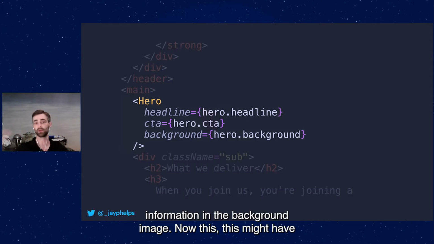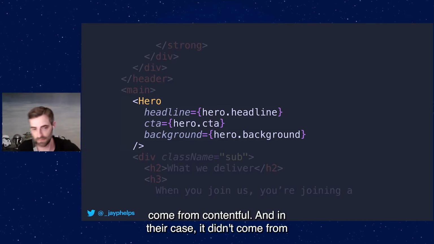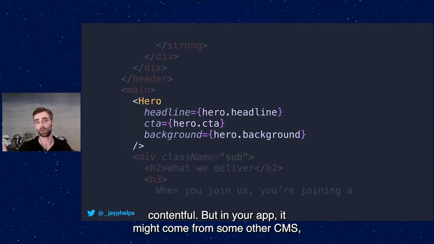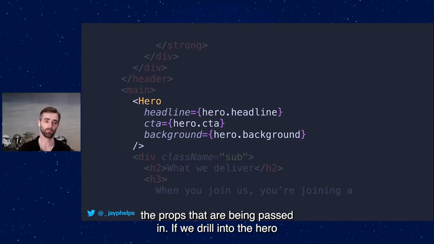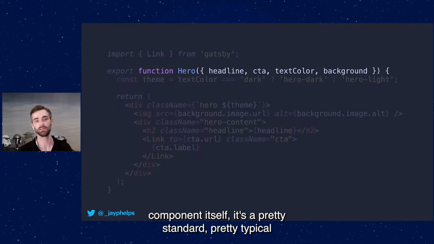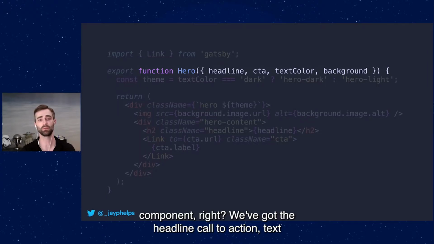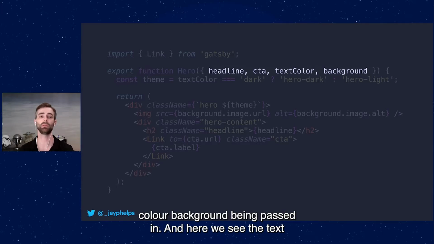Now, this might have come from Contentful. In their case, it did come from Contentful. But in your app, it might come from some other CMS. It might be hard-coded, whatever it is. Those are the props that are being passed in. If we drill into the hero component itself, it's a pretty standard, pretty typical component, right? We've got the headline, call to action, text color, background being passed in.